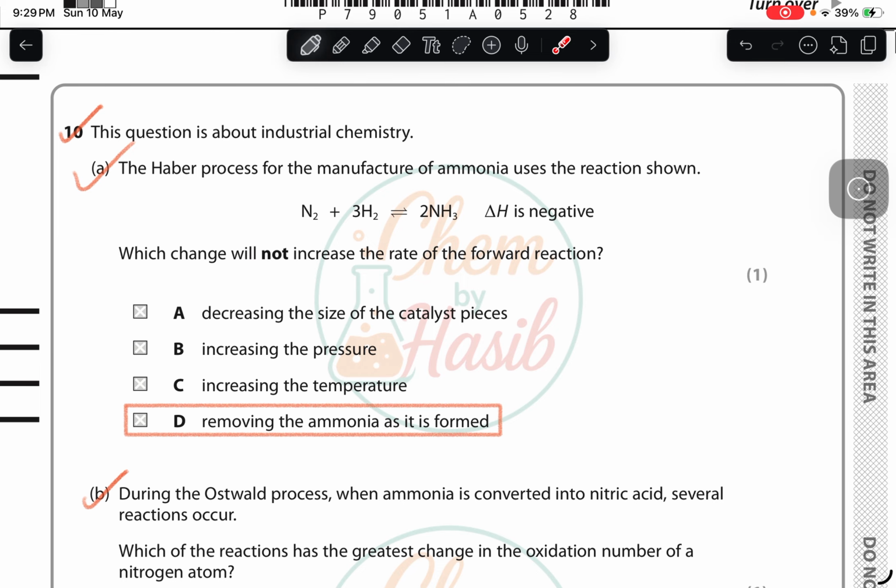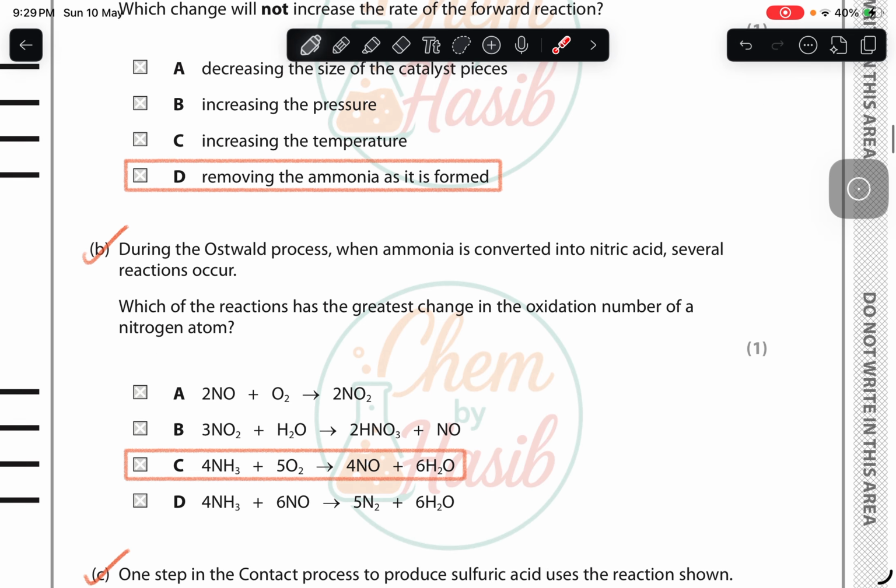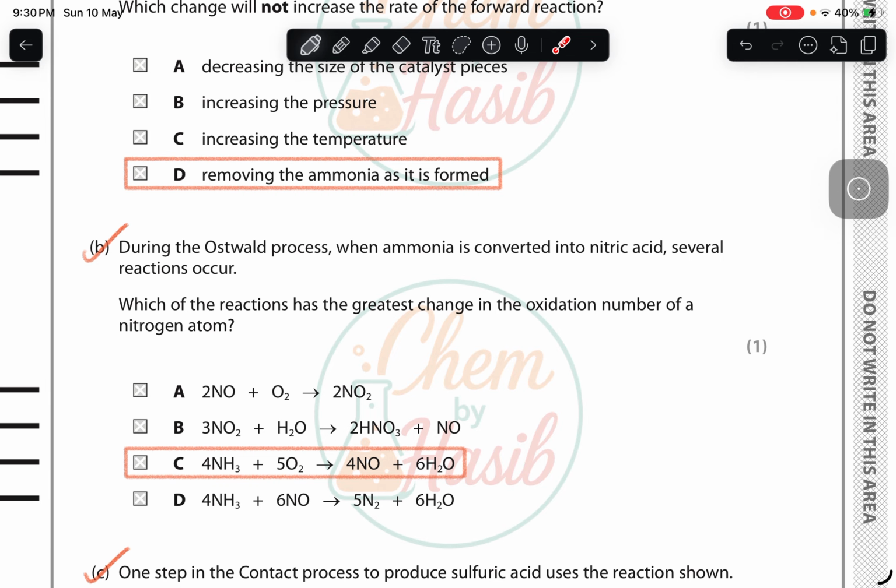Then we move to question number B. Which of the reactions has the greatest change in the oxidation number of a nitrogen atom? Greatest change in the oxidation number. Okay, let us analyze. Let us look at option A. In option A, the oxidation number of nitrogen is plus 2 and the nitrogen on the product side is plus 4. So the difference comes out to be 2.